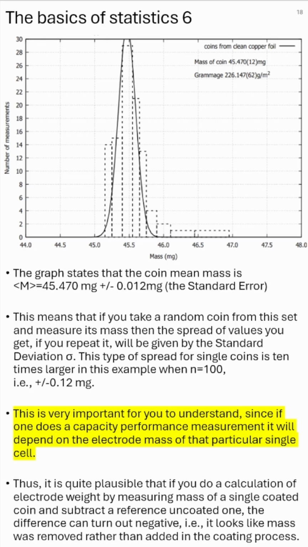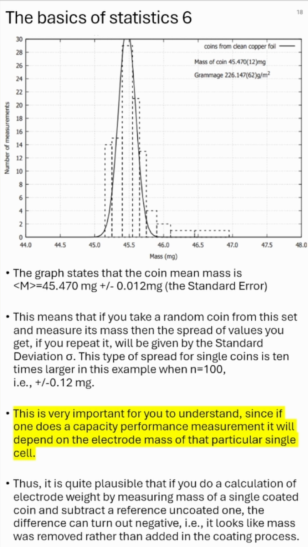That is given by the standard deviation. It's not the standard error, the standard deviation. And the standard deviation is 10 times larger than the standard error in this case, because we have 100 samples. Square root of n, you know.